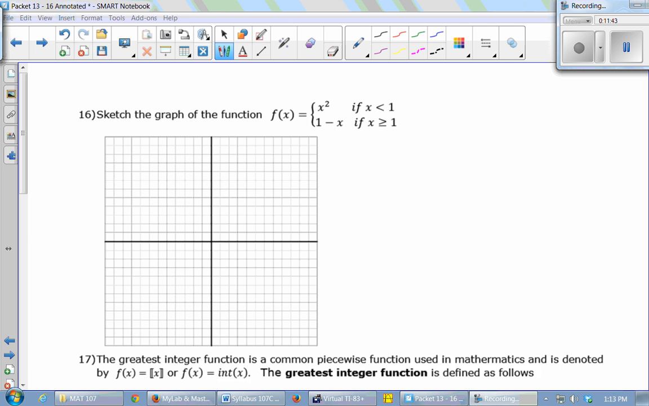Okay, so let's graph a piecewise function. So the past two examples I gave you, one I gave you a graph and the other one I gave you a verbal description. Both of them we wrote the formula. Now I'm giving you the formula and I'm going to draw the graph. Okay, so f of x equals x squared if x is less than 1, and f of x equals 1 minus x if x is bigger than or equal to 1.